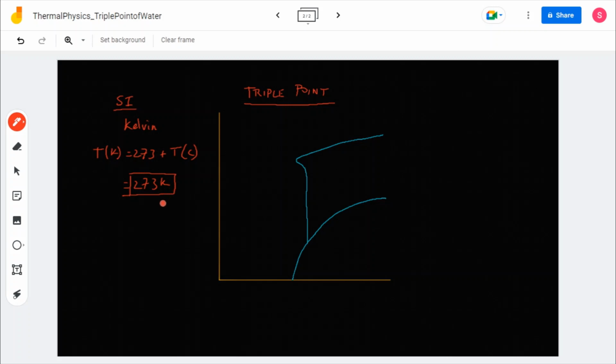We also have something called absolute temperature, which means the Kelvin temperature is at 0. So here we have the Kelvin temperature as 273 when the temperature in Celsius is 0. But when the temperature in Kelvin is 0, this is called absolute temperature, absolute zero.